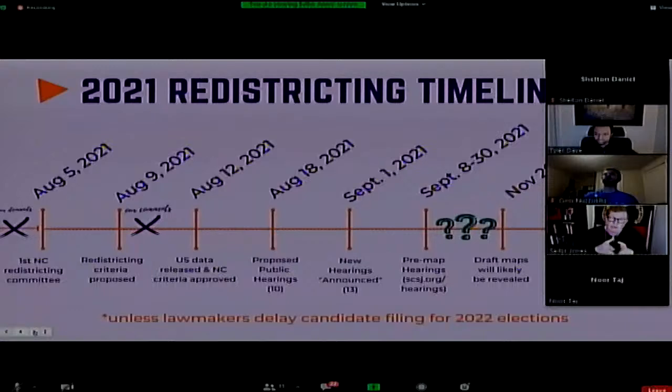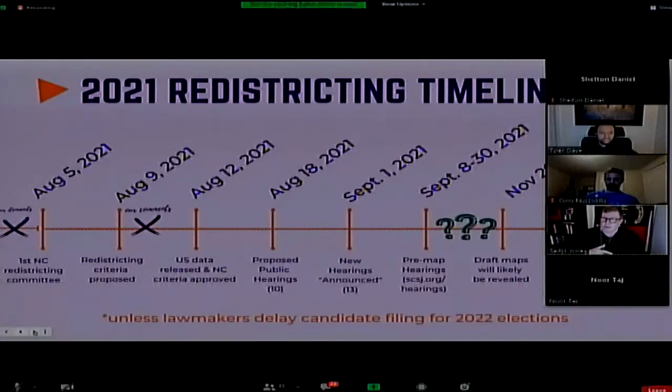So those criteria passed August 12th, and they didn't give us a ton of time to give public comment on the criteria. In fact, they proposed them on August 9th, and by the next morning at 8:30 in Raleigh, they were asking for your public comments. So a little less than 16 hours of notice to give public comment on the rules of the game of redistricting this year. If that doesn't frustrate you, on August 18th, they proposed where the public hearings would be.